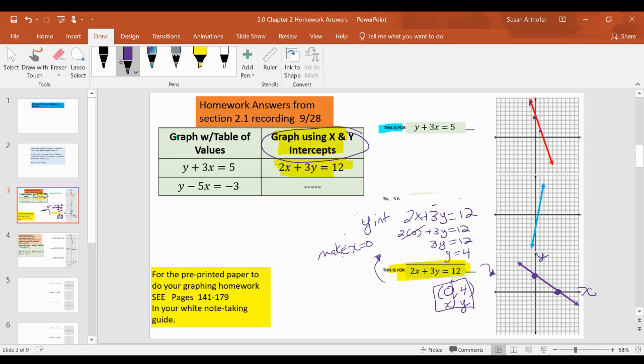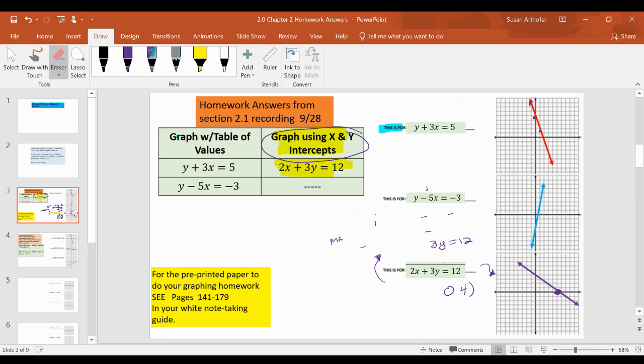For this one over here, the dot was (6, 0), and the 6 slides right or left for x, so over 6, don't move. Okay, so make sure your work is shown on those 3 problems. Top 2 were graph using a table of values. Bottom one I just showed you for the x and y intercepts.